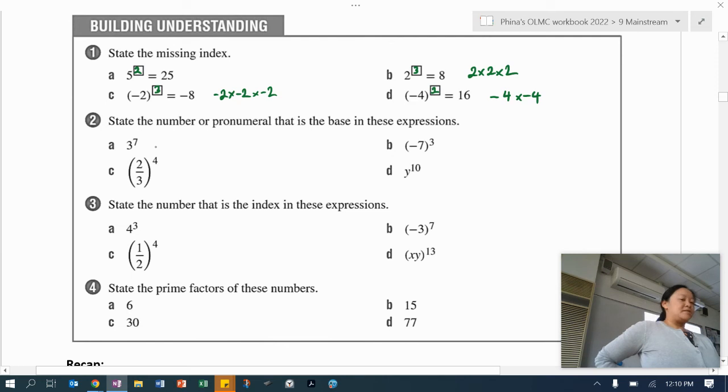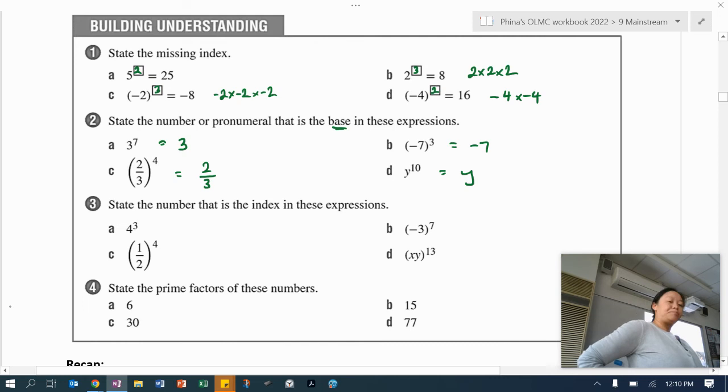So just a review of what indices are. State the number or pronumeral that is the base in these expressions. So the base is the big number. Okay, so yeah, first one's 3. What about B? Negative 7. Make sure you include the negative. What about for C? 2/3. Good. So 2/3 is your base. Everything is 2/3 to the power of 4. And then Y is your fourth one, is your base. So it can be letters as well.